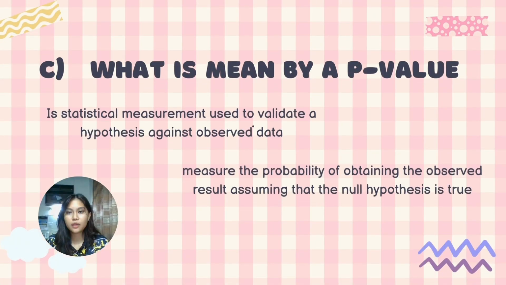So for question C, what is meant by a p-value? A p-value is a statistical measurement used to validate a hypothesis against the observed data. It measures the probability of obtaining the observed result, assuming that the null hypothesis is true.